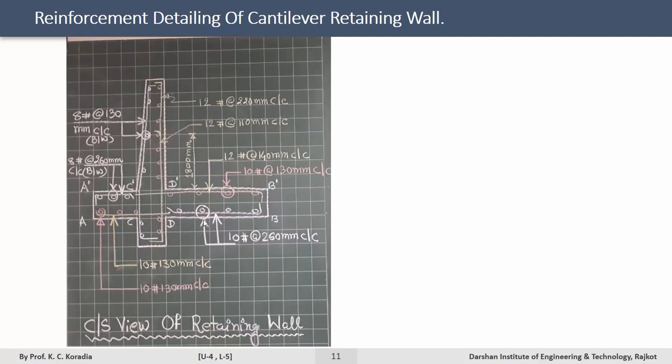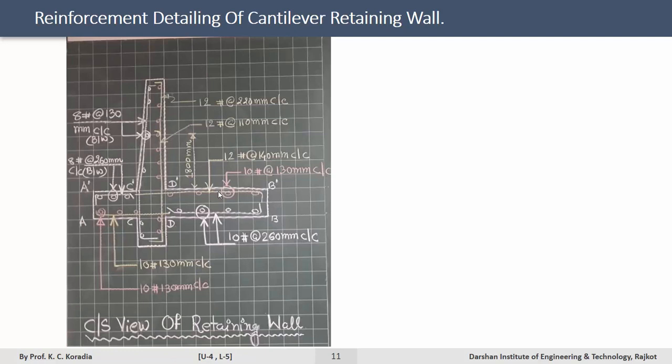Now, looking at the heel slab, we can say that our main tensile reinforcement is 12 torr about 140 mm center to center, which is located on the top face of our heel slab. This magenta color steel is our distribution steel, which is 10 torr about 130 mm center to center. On the bottom face of the heel slab, we have temperature as well as shrinkage steel as 10 torr about 260 mm center to center.